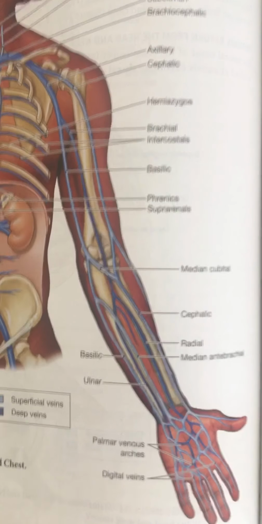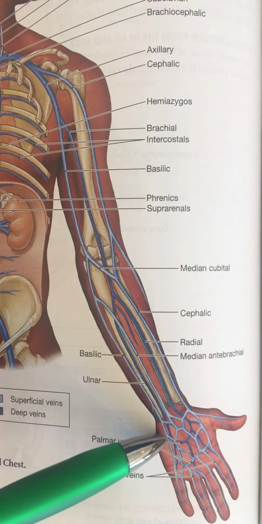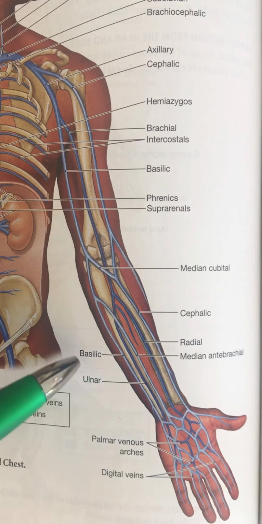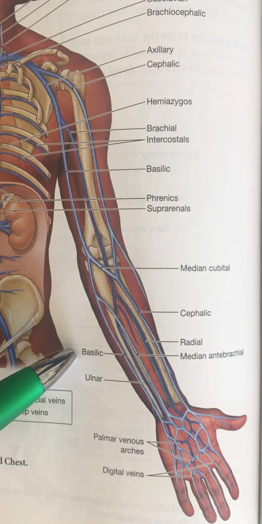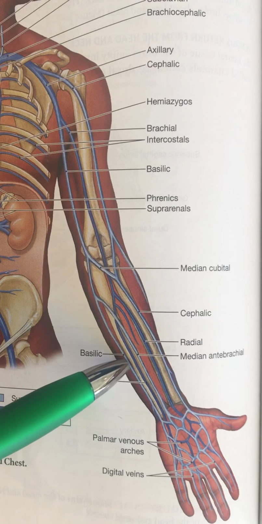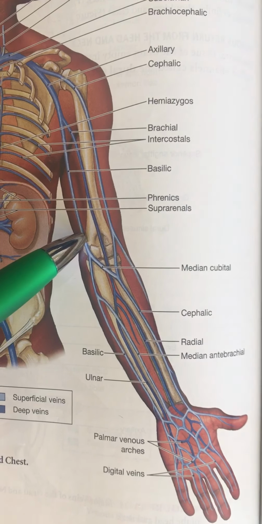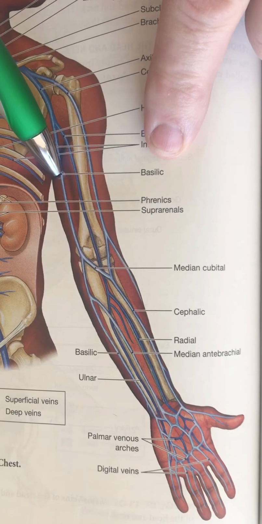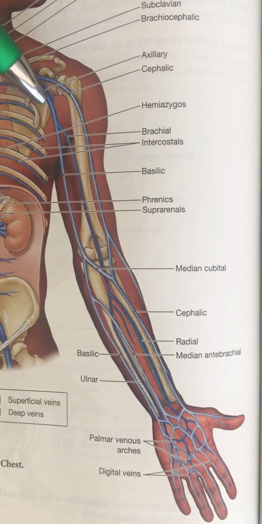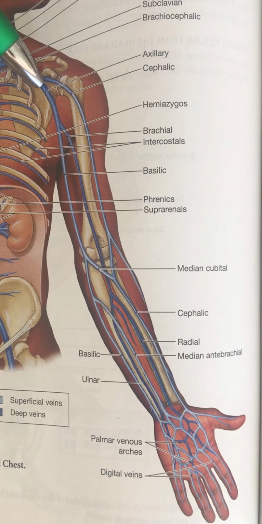Okay, so if we look, we have the palmar arches, and the palmar arches are going to come and make what we call the basilic vein. If you look, the basilic vein runs all the way up the inside of the forearm and keeps going up. If you notice right here, it still says basilic. It goes all the way up until we get to the axillary vein. It actually becomes the axillary vein.